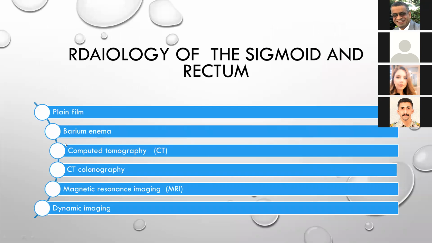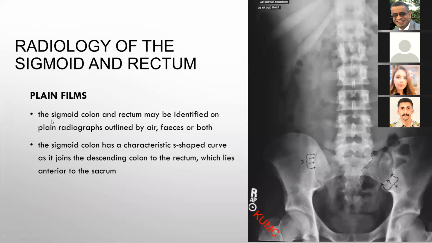Radiology of the sigmoid and rectum includes plain film, barium enema, CT colonography, MRI, and dynamic studies. First, the plain film: the sigmoid colon and the rectum may be identified on the plain radiograph, outlined by air, feces, or gas. The sigmoid colon has a characteristic S-shaped curve as it joins the descending colon to the rectum, which lies anterior to the sacrum.